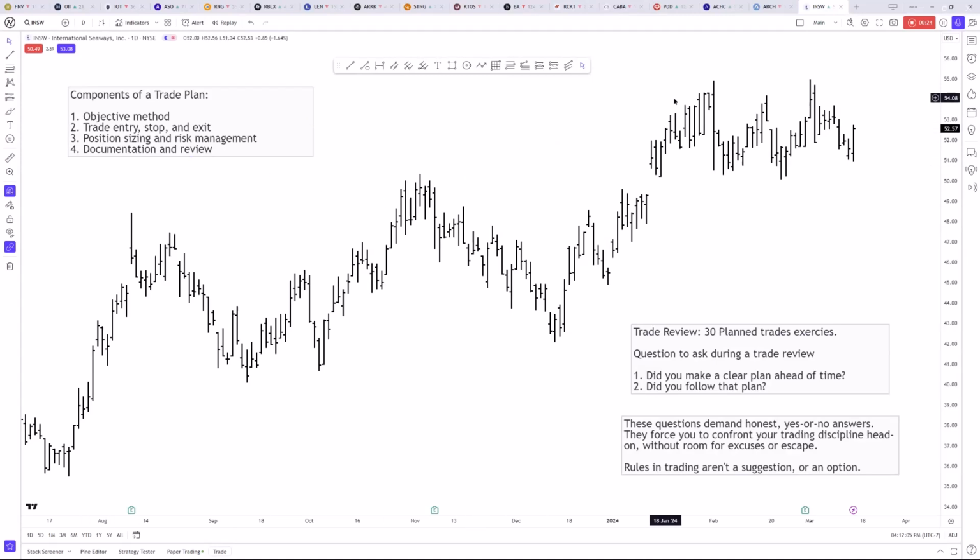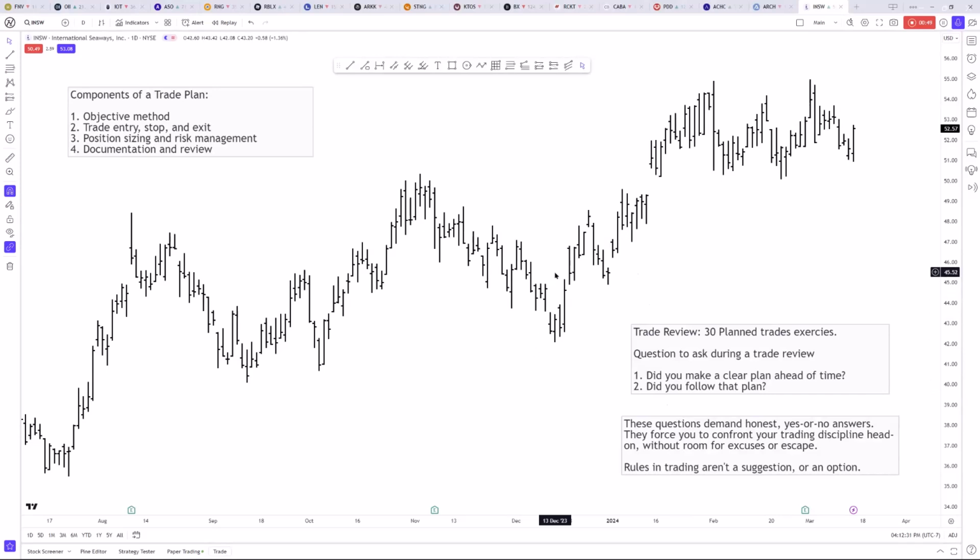Number one, you want to have an objective method you're using. Number two, an objective entry, stop, and exit. This is all stuff you want to know ahead of time. Number three, you want to know your position sizing and risk management. And the fourth part of the whole trade plan is documentation and review. So I'm going to be talking about documentation and review in this post.